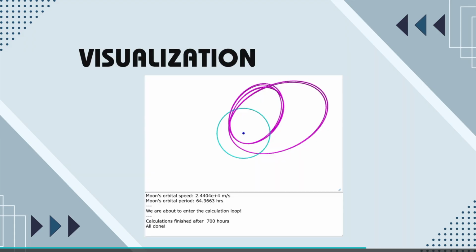In my simulation, the moon's orbit appeared as a cyan circle, while the spaceship path was a magenta figure-8 curve. I confirmed that the spaceship speed remained well below the speed of light and did not crash into the moon.